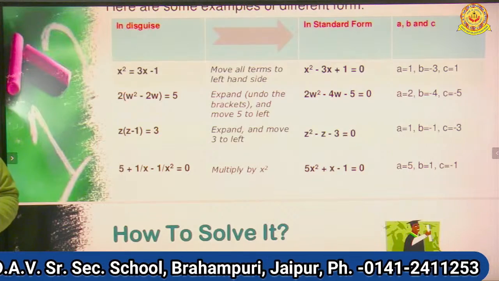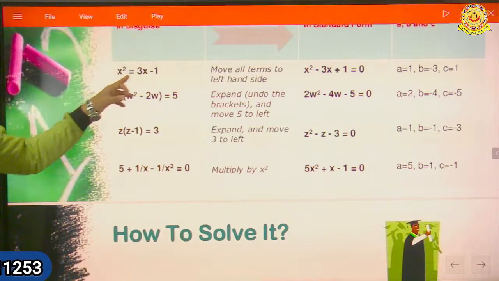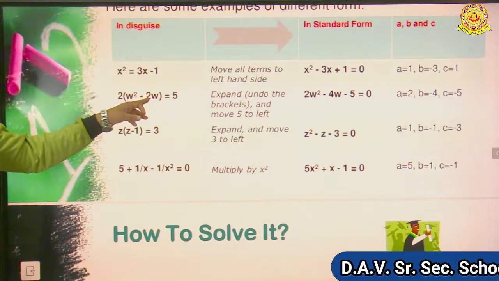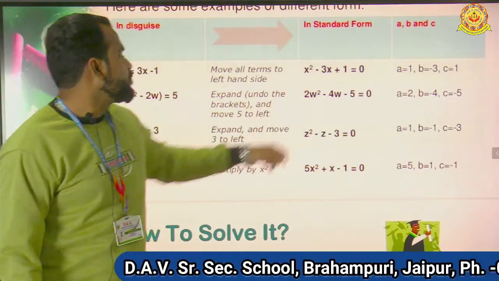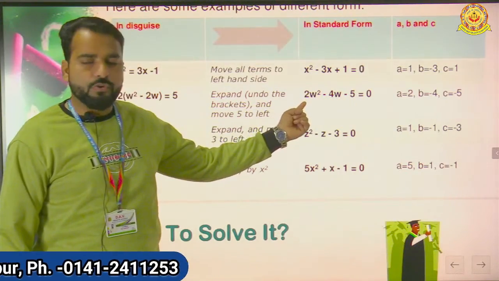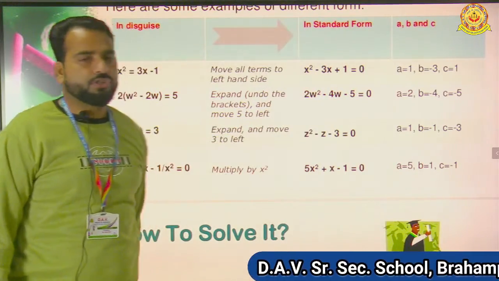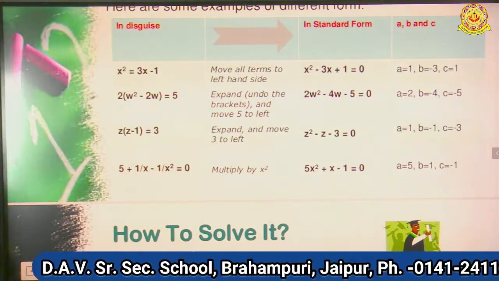So first you have to simplify it. 2 into w square, 2w square minus 2 into 2 minus 4w. So it will come 2w square minus 4w, then plus 5 comes on the left side becomes minus 5. A is equals to 2, b is equals to minus 4, and the c is equals to and so on. Okay.